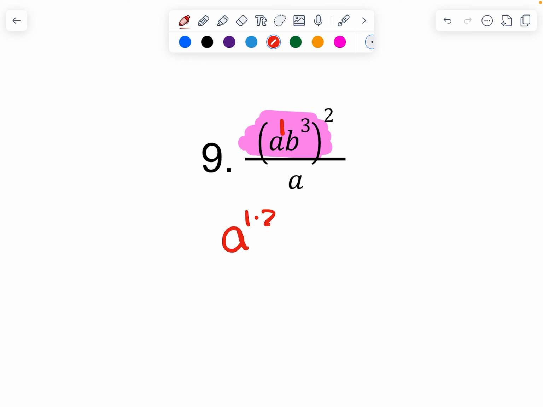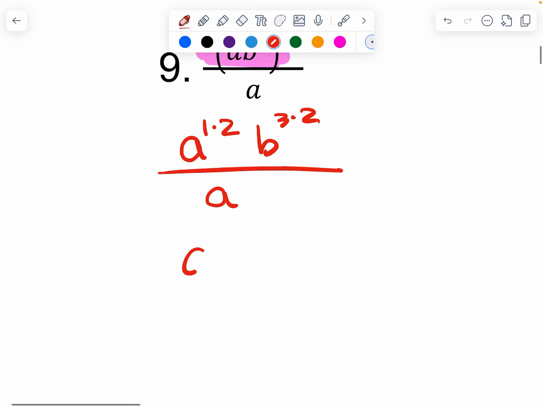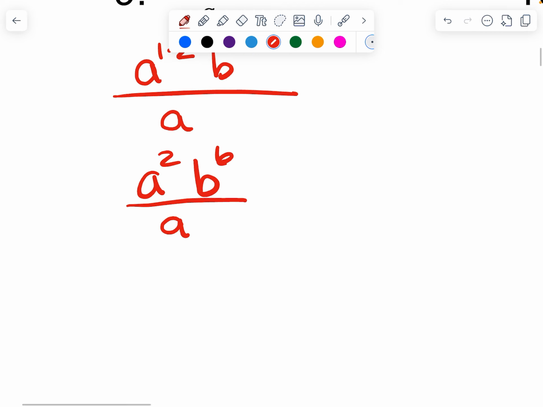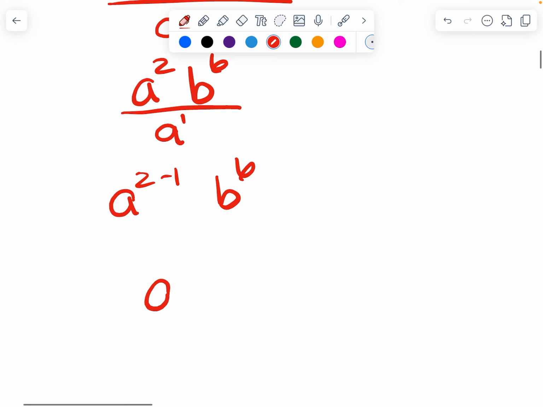So 1 times 2, b to the third times 2 over a. Now, a squared over b to the sixth over a. Okay? I subtract my exponents, and I just get plain old a, b to the sixth.